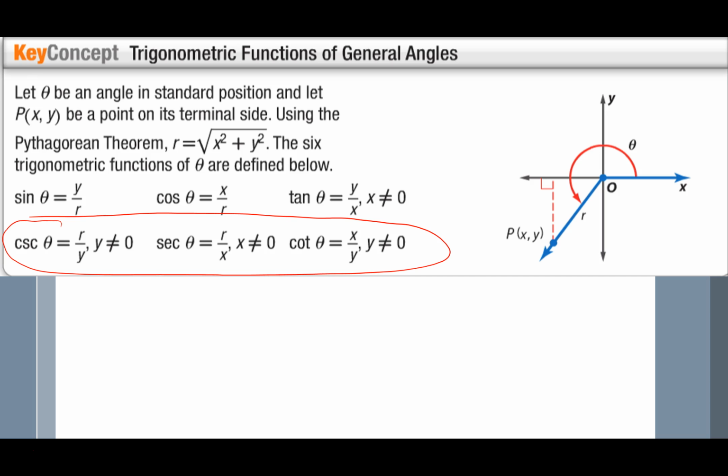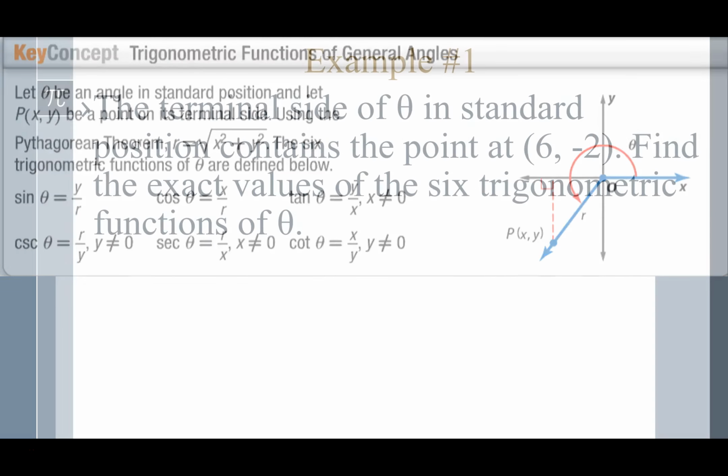So r is always positive, where the x and y can be positive or negative based off which quadrant they're in. Remember, in quadrant 1, x and y are both positive. Quadrant 2, x is negative, y is positive. Quadrant 3, they're both negative. And quadrant 4, x is positive, but y is negative. That will mean in certain quadrants, certain ones of these ratios will be positive or negative, depending upon which quadrant we're referring to.